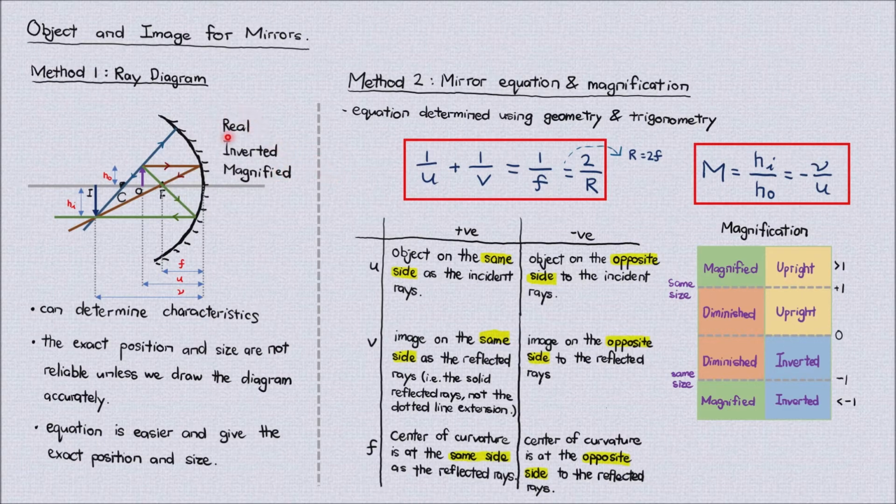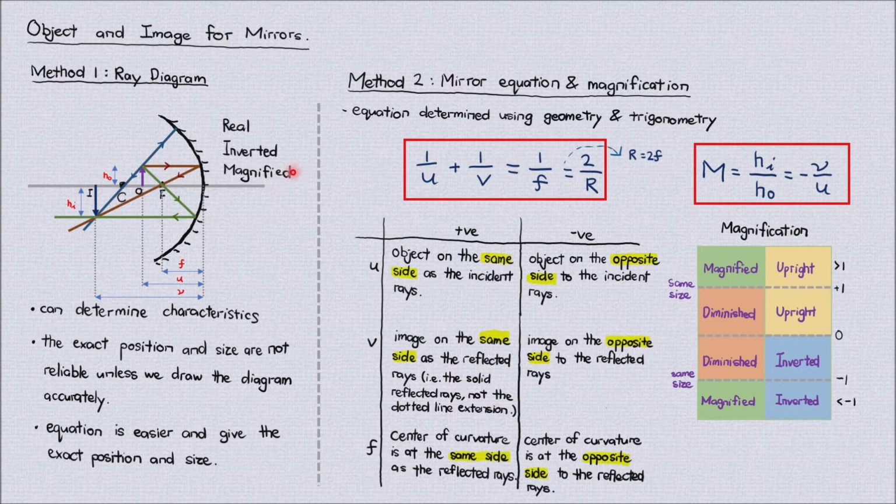These are the characteristics. We call them the nature of the image, the orientation of the image, and the size of the image. Okay, so yes, those things are good. It's very helpful for us to determine the characteristics. But what if today I want things to be a bit more precise?